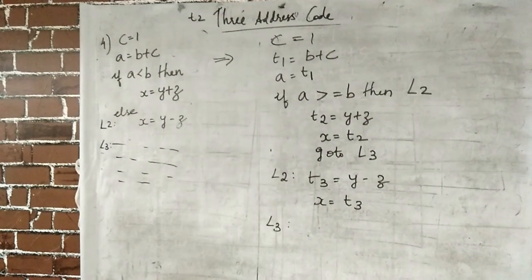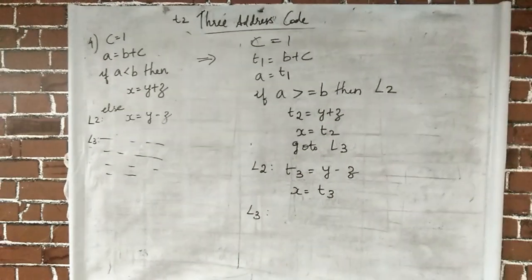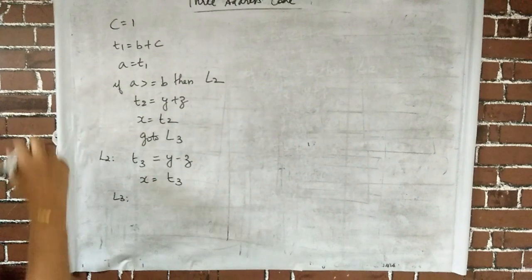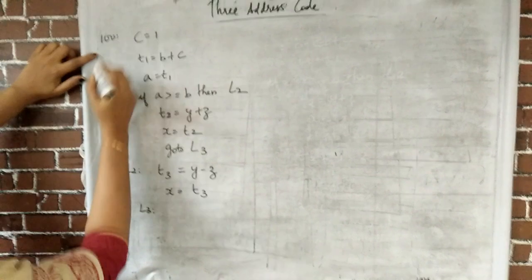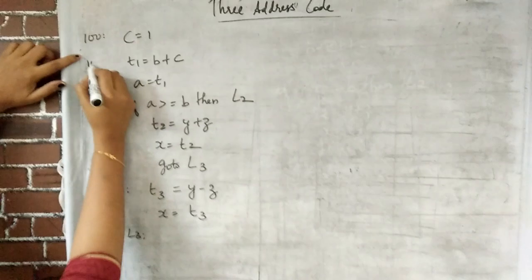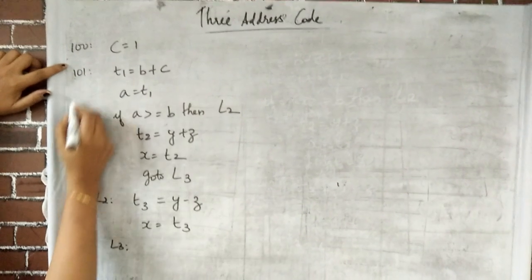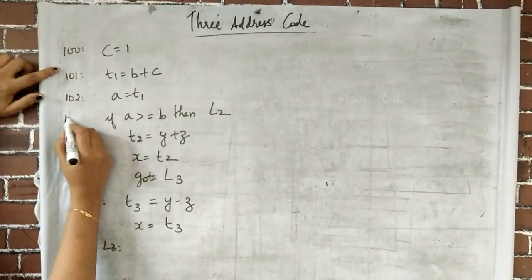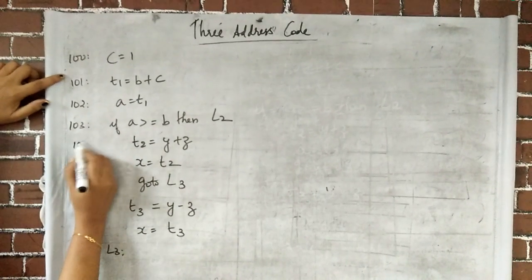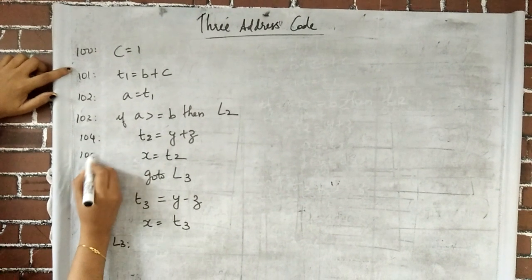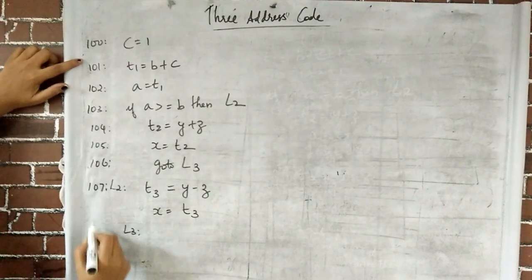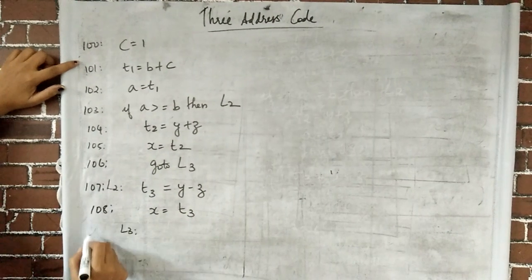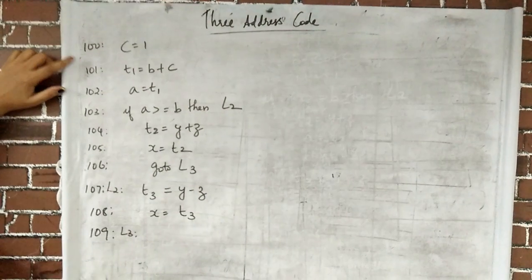We'll consider one more example. The example that we consider may be written in another way also. That is, we will number the statements, like I'm starting from 100. So this is 102. This is 103. This is available in location 104. This is 105, 106, 107, 108, and 109.